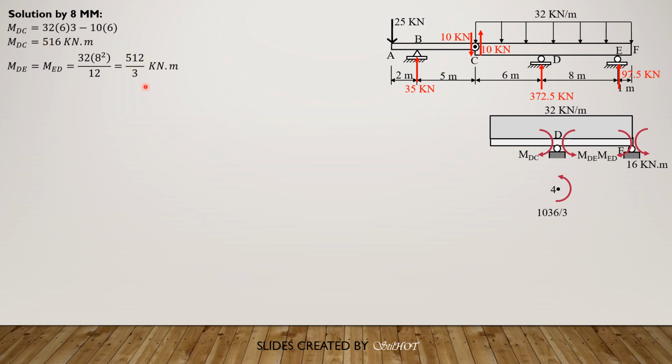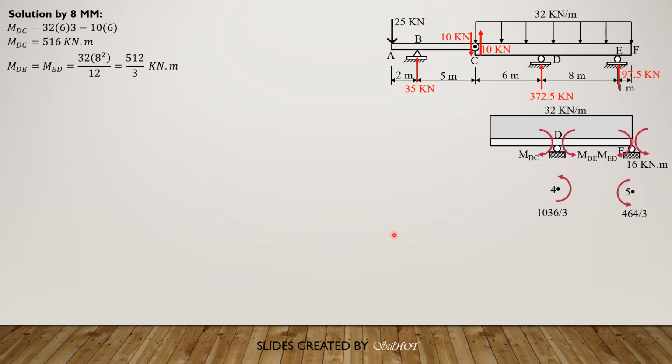minus 512 over 3. So we treat clockwise positive, because remember the nodal load is opposite to the net moment at a joint. Because it is positive, it should be applied counterclockwise. So 1036 over 3. Then the load at E at node 5 would be 512 over 3 minus 16. That is positive, so it is also counterclockwise.